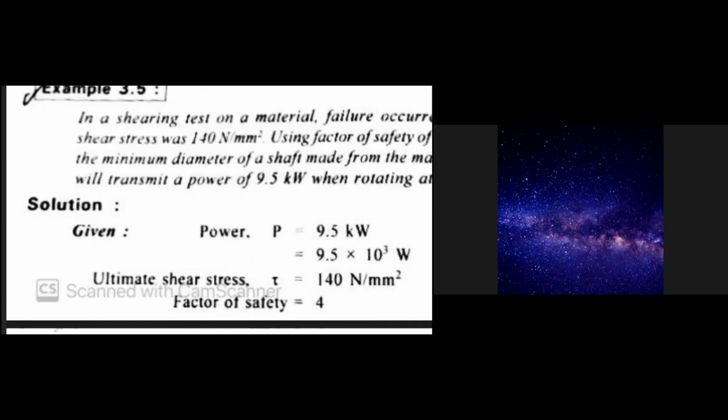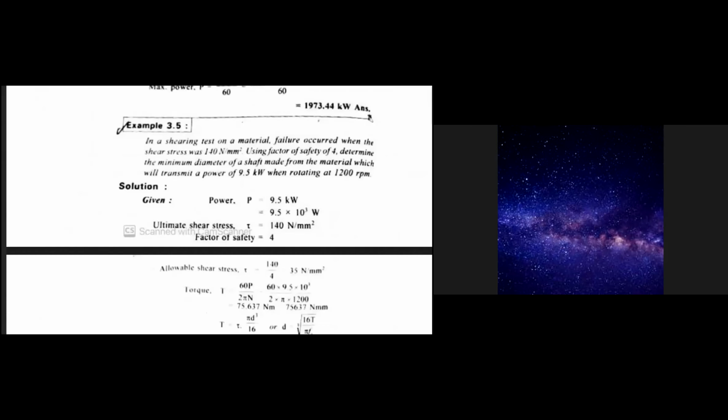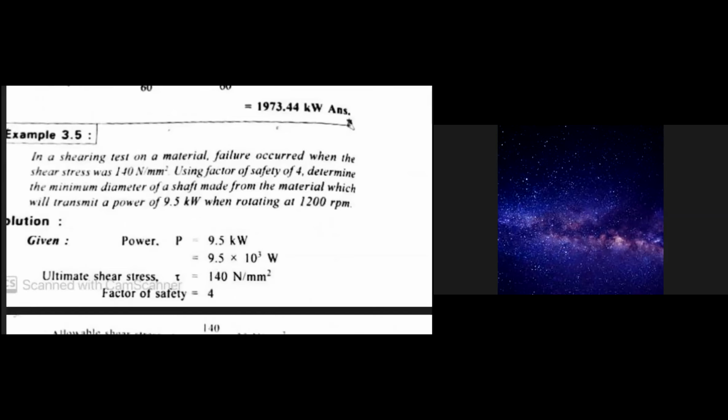Next problem. In a shearing test on a material, failure occurred when the shear stress was 140 Newton per mm square. Using a factor of safety of 4, determine the minimum diameter of the shaft made from the material, which will transmit a power of 9.5 kilowatts when rotating at 1200 RPM. Okay, so first write down the given data. Here, the maximum shear stress is 140 Newton per mm square and the factor of safety is 4.